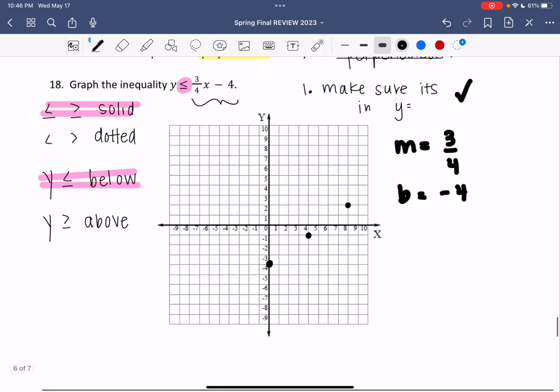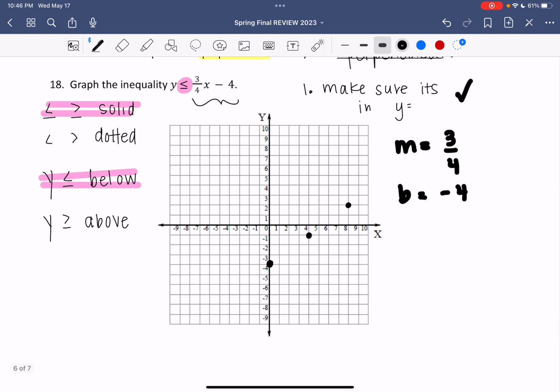And I can't go anymore, so I'm going to go back to my y-intercept and graph some points on the other side. So remember, when you do that, do the opposite direction. So because I went up 3 and to the right 4, now I'm going to go down 3 and to the left 4. 1, 2, 3, 1, 2.